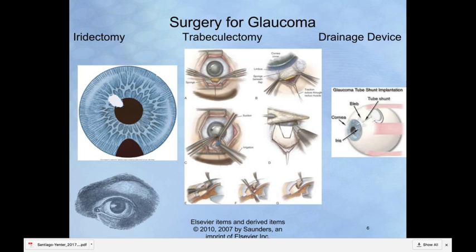A trabeculectomy is also referred to as a trab. It's performed to create a channel from which the aqueous humor may drain from the anterior chamber. A drainage device can also be implanted to facilitate the decrease in pressure.